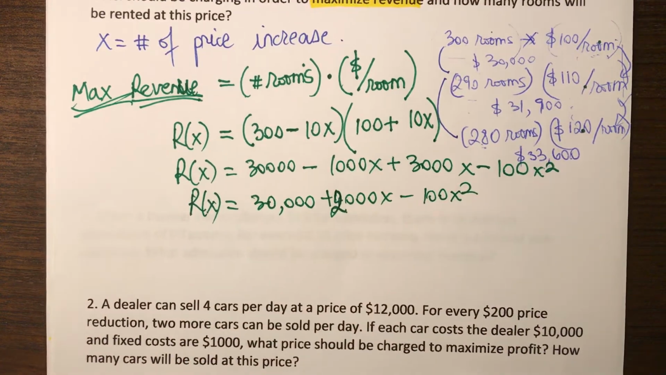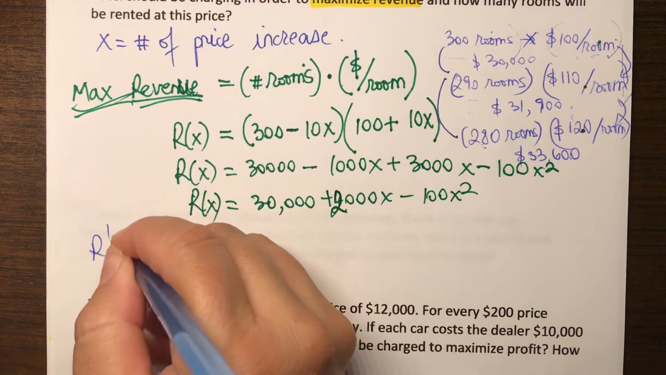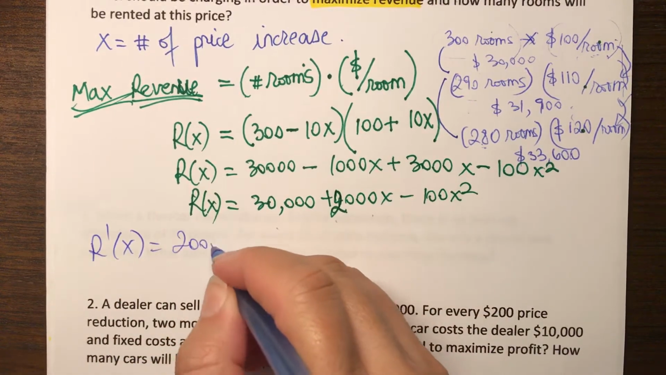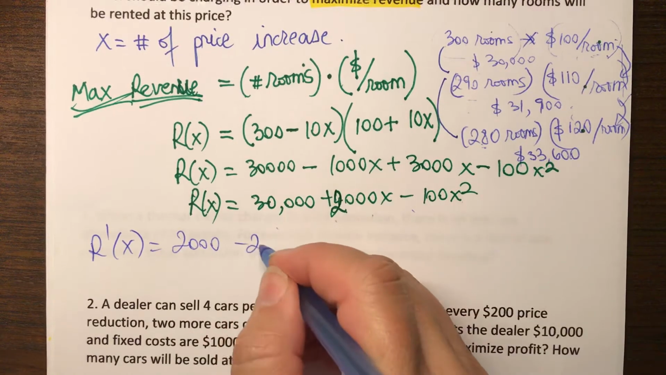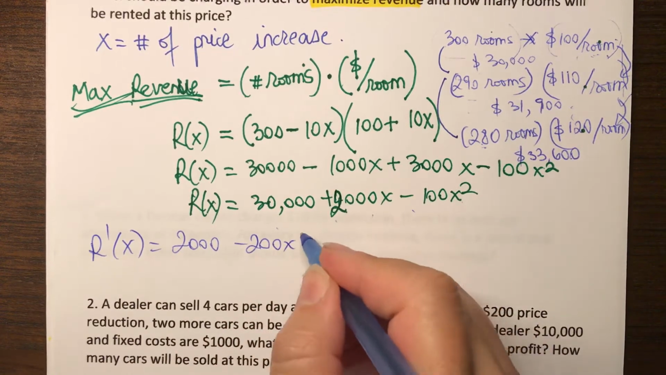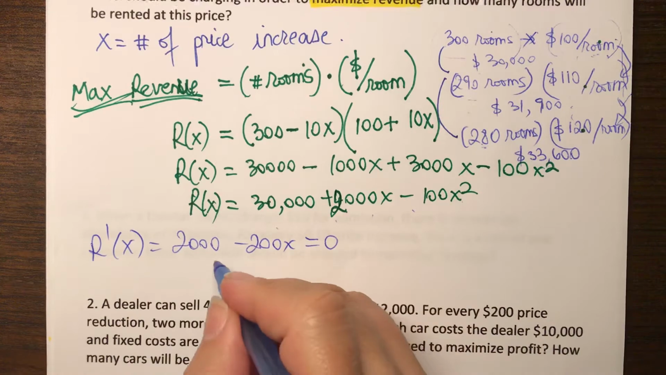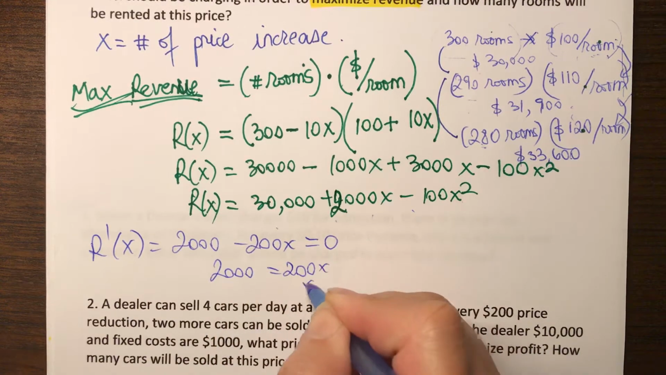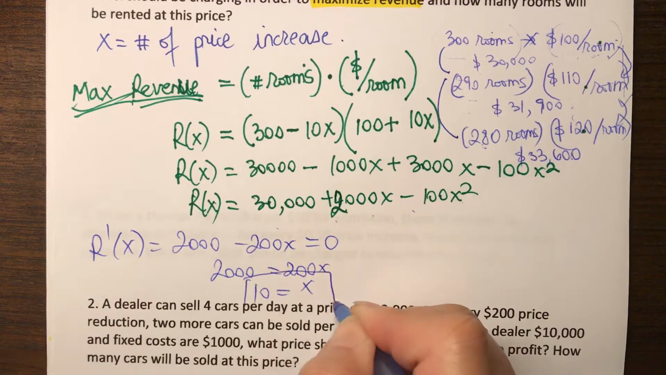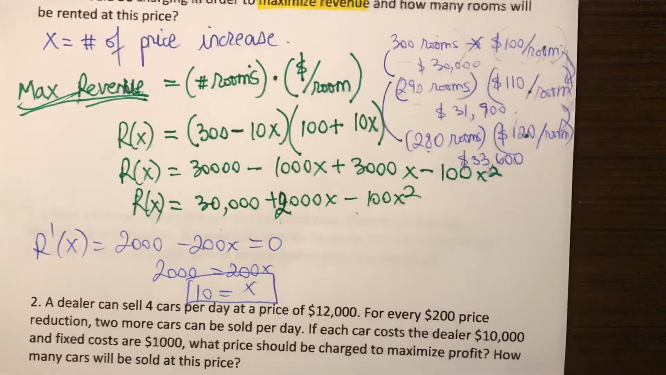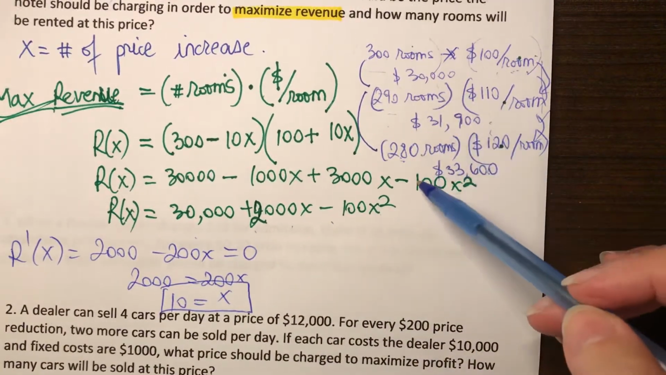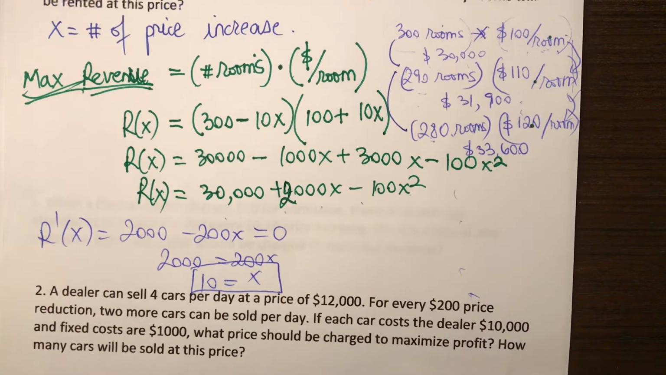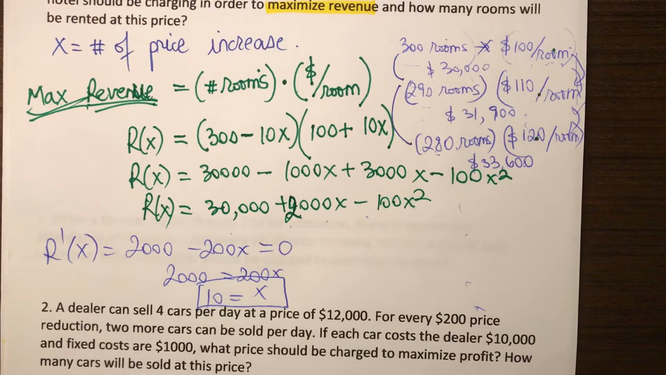How do we do that? Again, as I said, we take the derivative, which is 2000 minus 200x. Set it equal to 0 and solve for x. So x is going to be 10. Okay. So in other words, if I would have had to do this, I had to do it 10 times until I start losing money. Okay. So there's going to be 10 price increases.